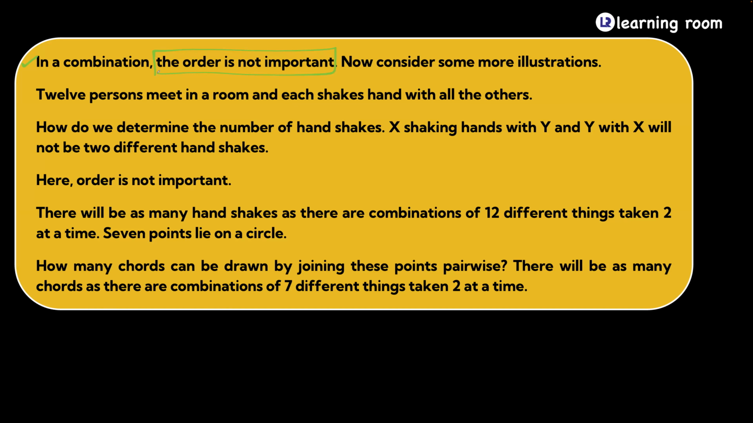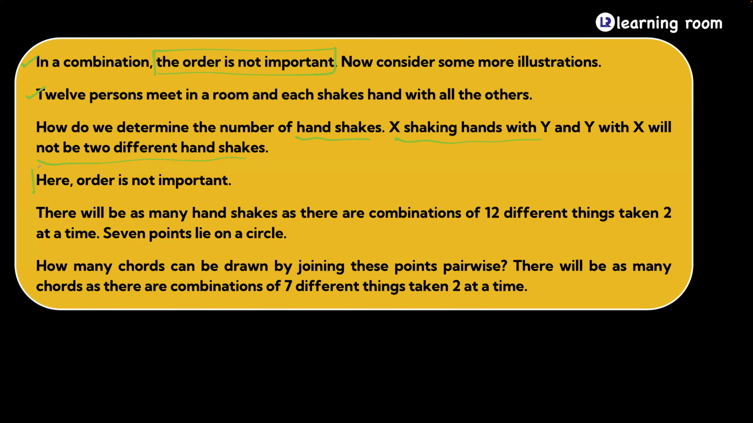Now let us consider some more examples. Suppose there are 12 persons who meet in a room and each shakes hands with all the others. So one person is shaking hands with the remaining people. How do we determine the number of handshakes in this case? Suppose there are two people, X and Y. X is shaking hands with Y, and vice versa is also the same. Here, is the order important? No. So X shaking hands with Y and Y with X will not be two different handshakes. It is the same thing.